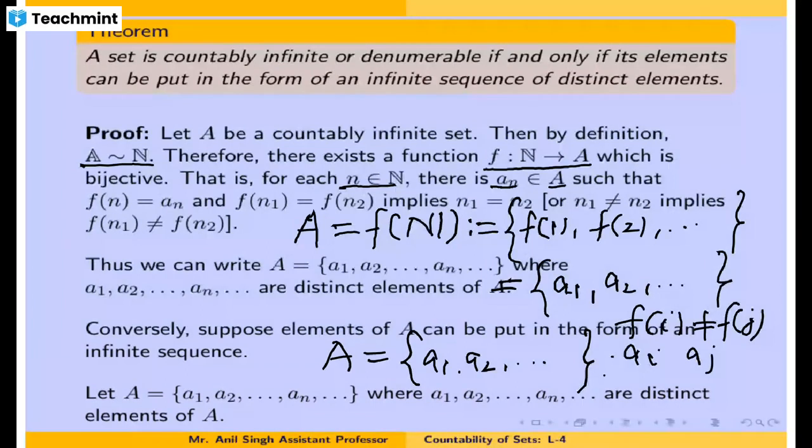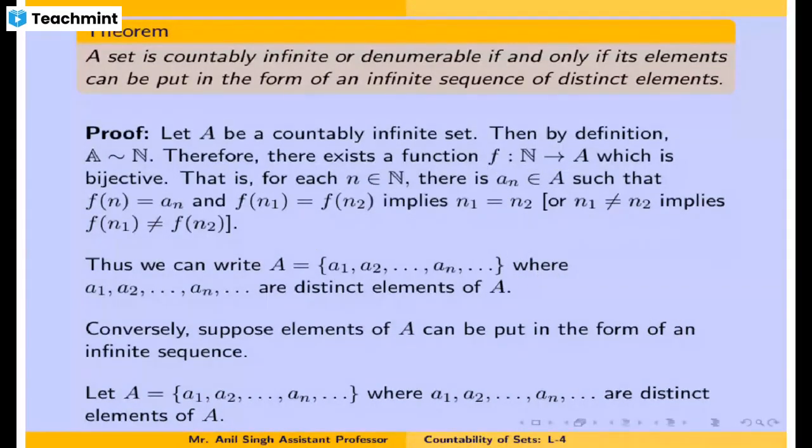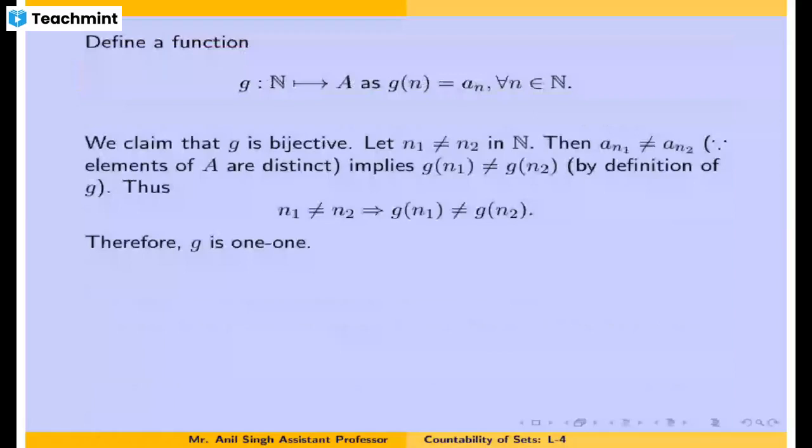Once you have a countably infinite set A, you can always put the elements of this set in an infinite sequence. Now let's look at its converse. When we have this set A given to us in the form of an infinite sequence of distinct elements, we would like to establish that this set is a countably infinite set. For that we need to establish that A is equivalent to the set of natural numbers, and we construct a bijection from the set of natural numbers to the set A as follows.